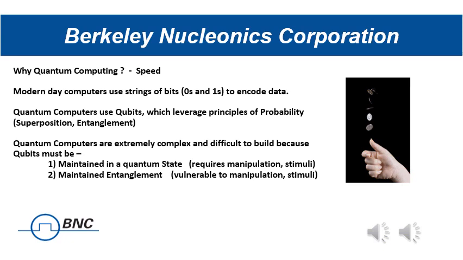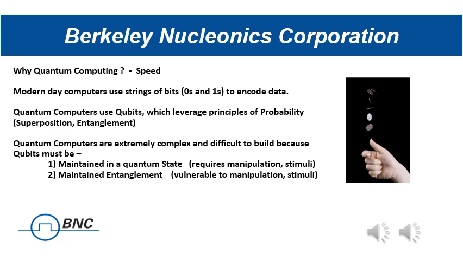The primary limitation of today's computer is speed, because modern-day computers use strings of bits, zeros and ones, to encode data. In processing large amounts of data, such as weather data or large statistical equations, modern computers and even supercomputers are not fast enough to crunch those numbers in acceptable time frames.